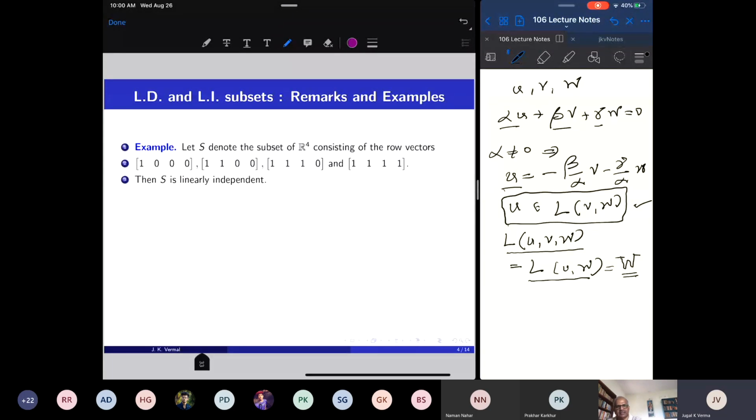To show that a set of vectors is linearly dependent or independent, I have to take a linear combination. If I take a linear combination which produces the 0 vector, and that implies that the scalars involved in that linear combination are 0, then that set will be linearly independent. Otherwise, it will be linearly dependent. So I have to take an arbitrary linear combination of these.